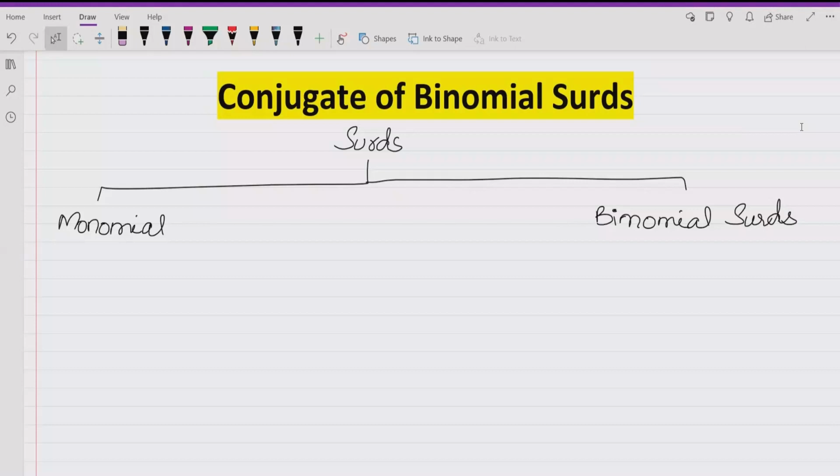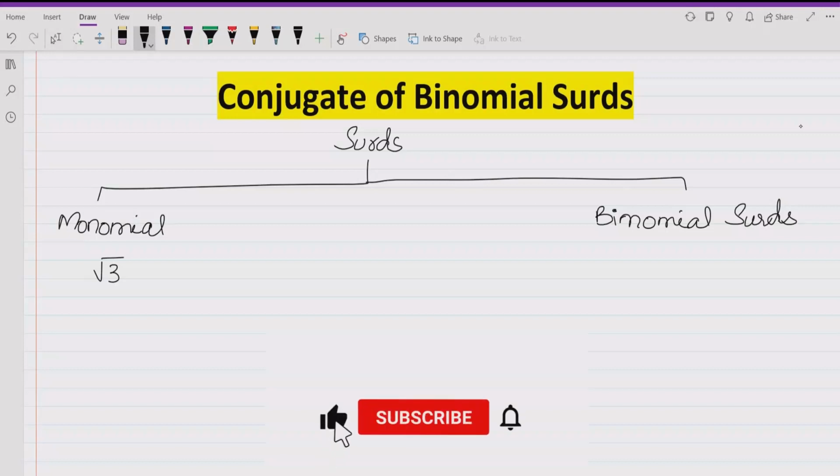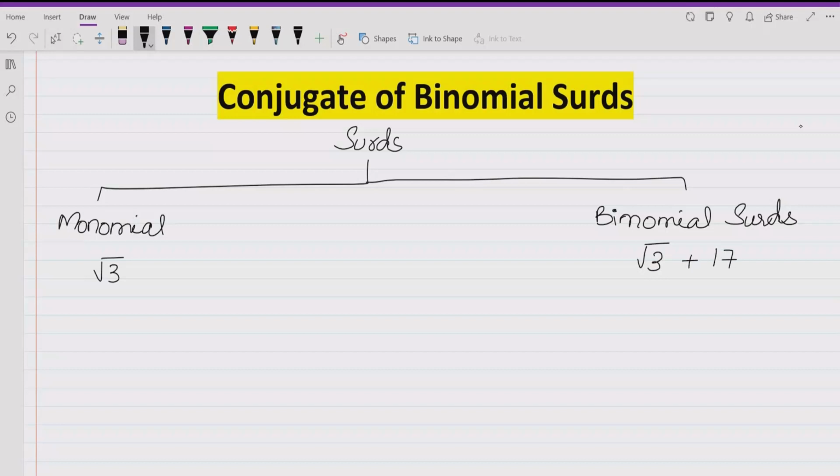Monomial is the surd which has one term under a radical sign, just like this one. This is a monomial surd because it has one term. If we talk about the binomial term, it has two terms in an expression, just like root 3 and 17. It's also a binomial surd because it has two terms. We can say like this one. It's also a binomial surd.